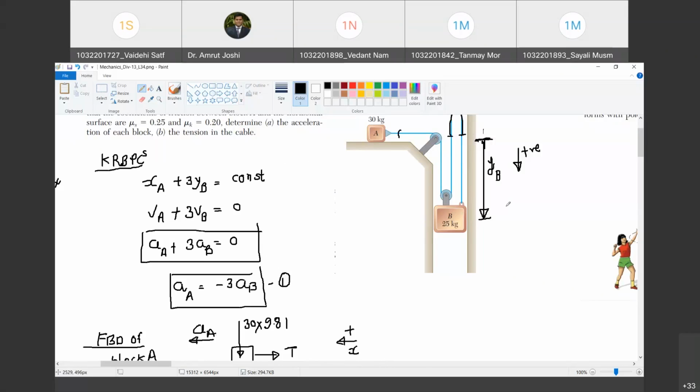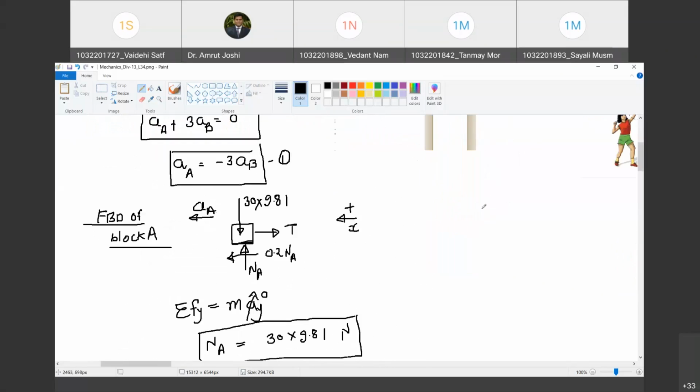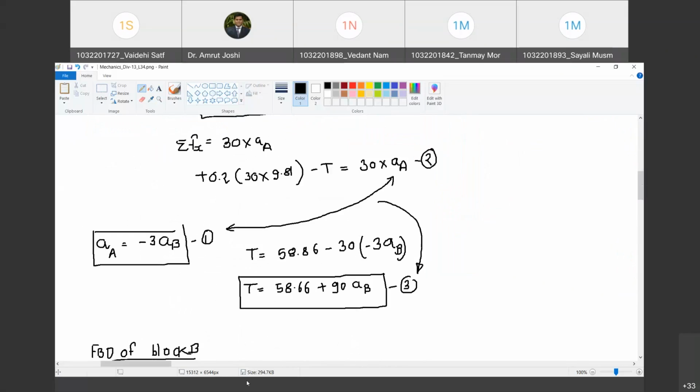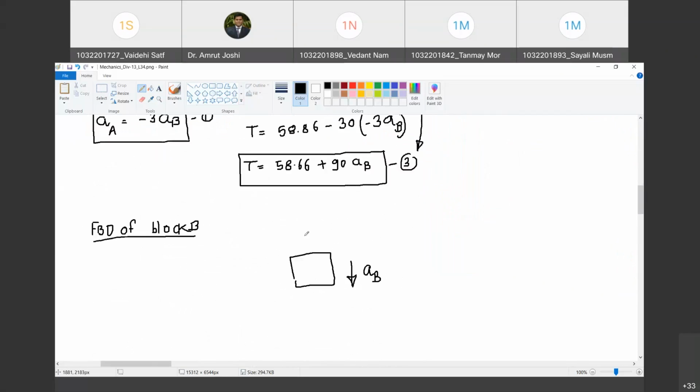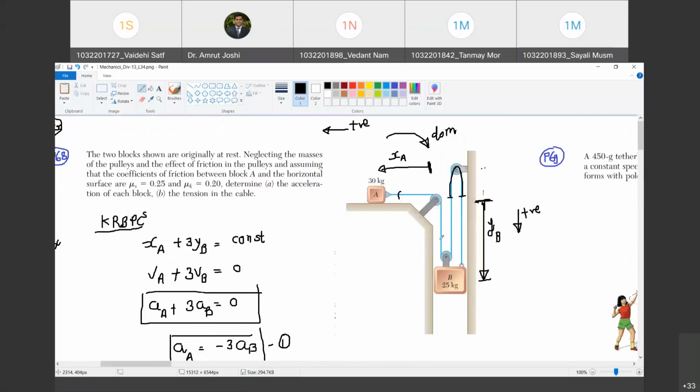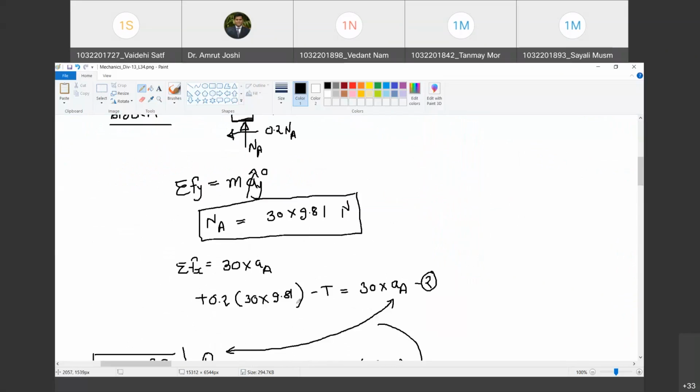So let us say it is accelerating in downward direction. Now, I have to cut this cable so that I can show what the cables must have been doing on block B. So they must be offering a force of 3 times T. Do you agree with me?